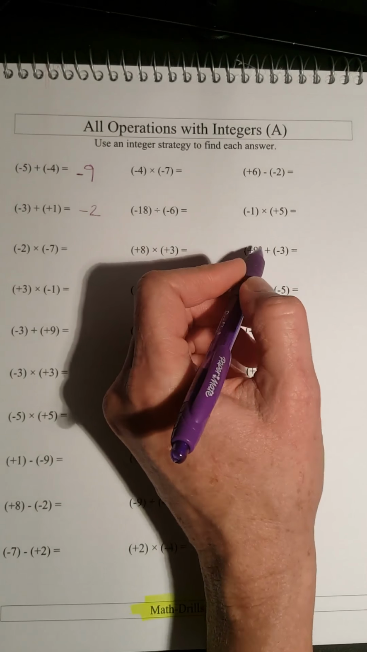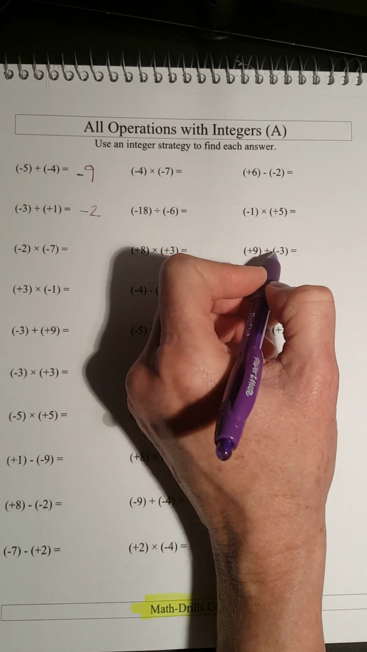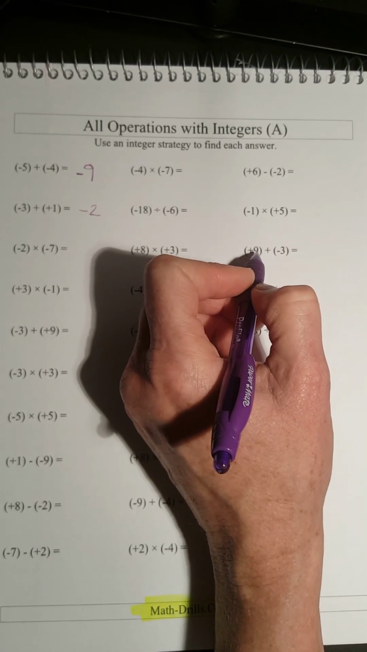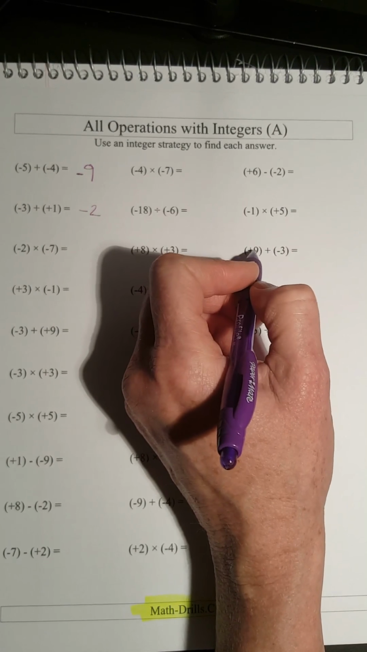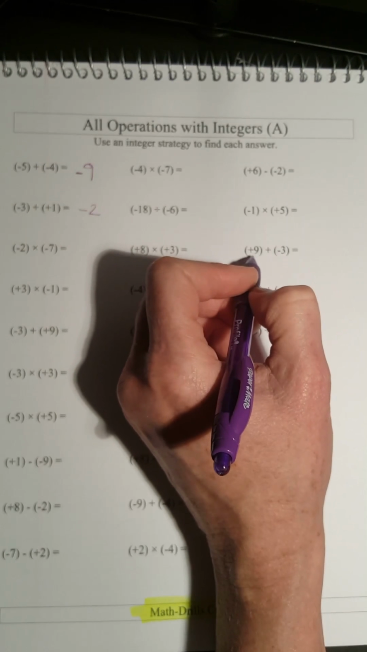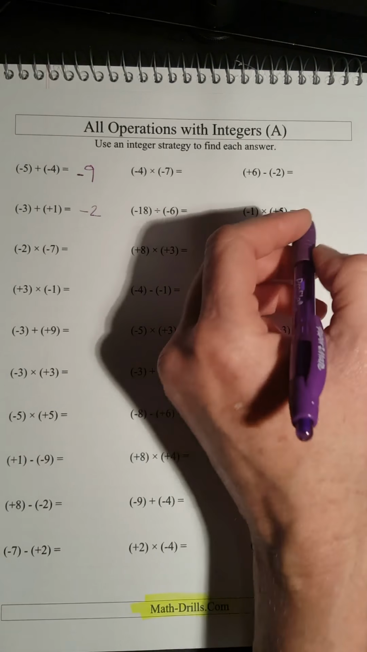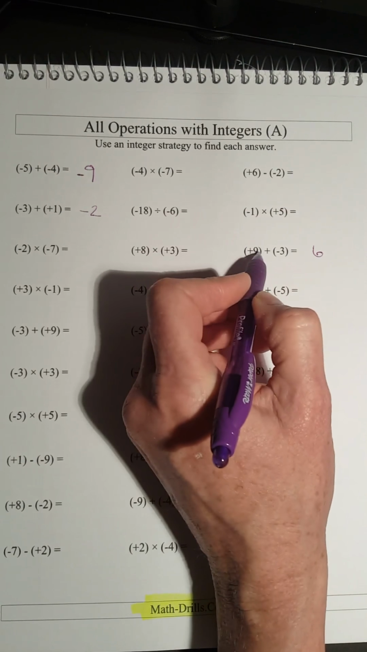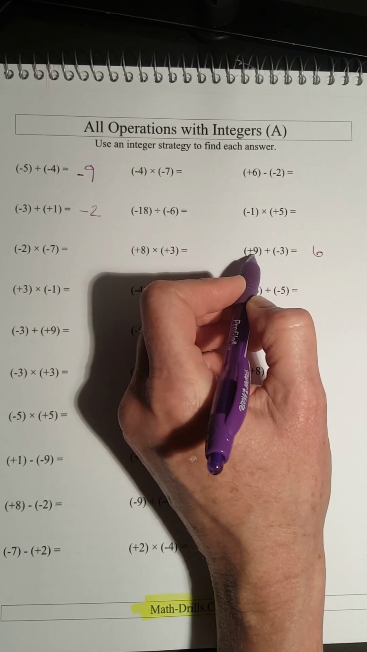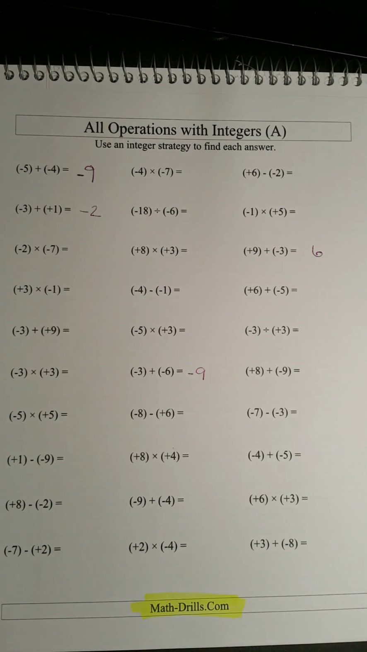I guess we'll do this one. Okay, we're adding, but they're different signs. So different signs means to subtract. I'm going to take the difference between 9 and 3, which is 6, and the bigger number is 9, which is positive, so my answer is positive.